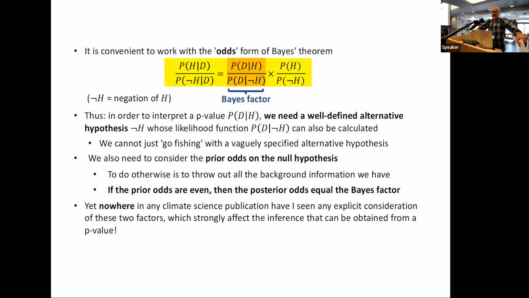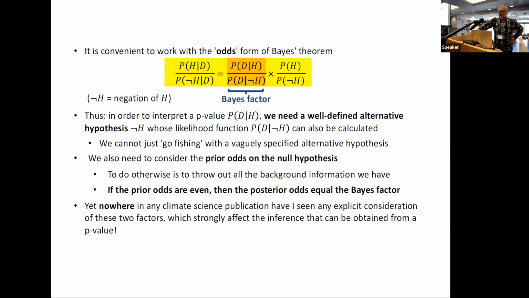You simply can't derive anything from a p-value without considering an alternative hypothesis, one that you can define and you can calculate a likelihood function. And that gives you a Bayes factor. You can't just go fishing with vaguely specified alternative hypotheses. This happens, at least in climate science, all the time. And I think even in this S2S, at least the seasonal context, a little bit, I would say as well.